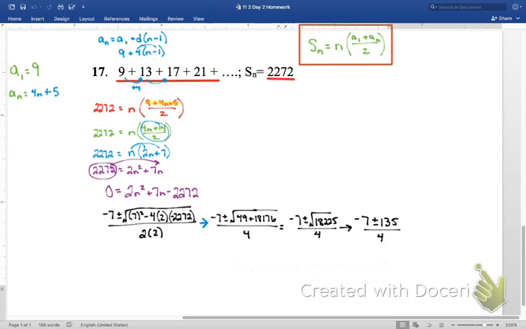Now, there's only one of these that I have to do. I do not have to do the negative one because that just doesn't make any sense, because I can't have a negative value. So then I'm going to have a positive 128 divided by 4. So n is equal to 32.